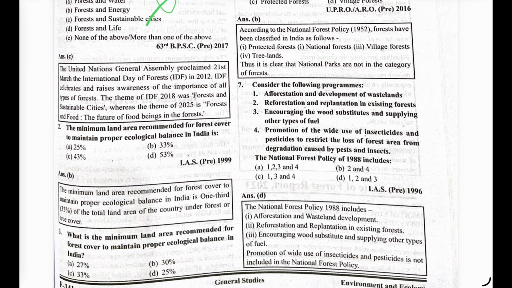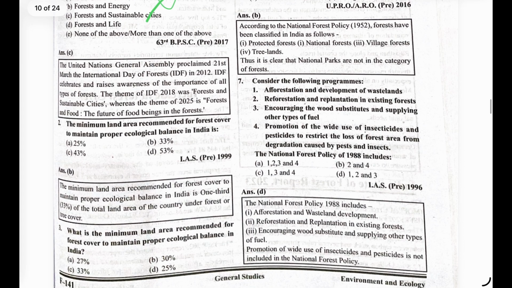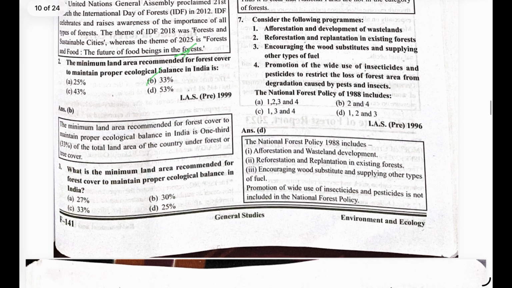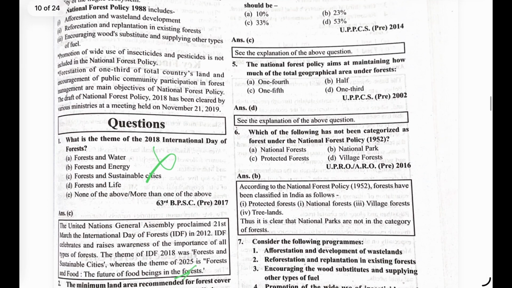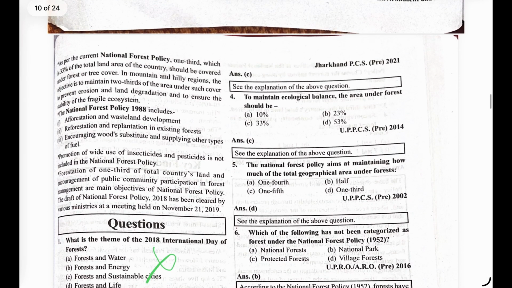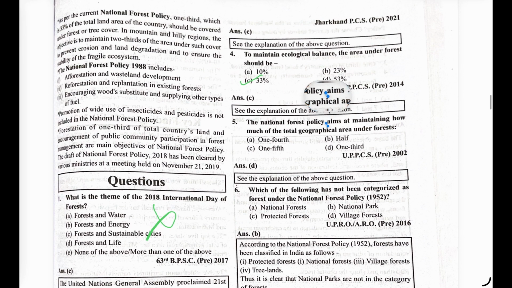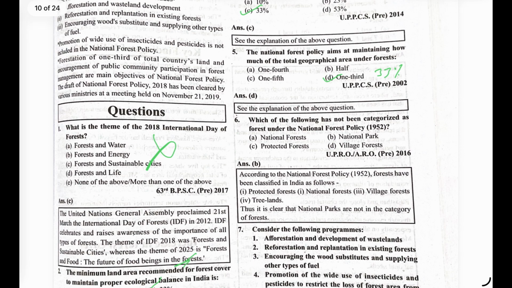The minimum land area recommended for forest cover to maintain proper ecological balance in India is what? 33%. Next, again the same question is repeated, but the words are changed: to maintain ecological balance, the area under forest should be 33%. The National Forest Policy aims at maintaining how much of the total geographical area under forest? That is one third, meaning 33%.